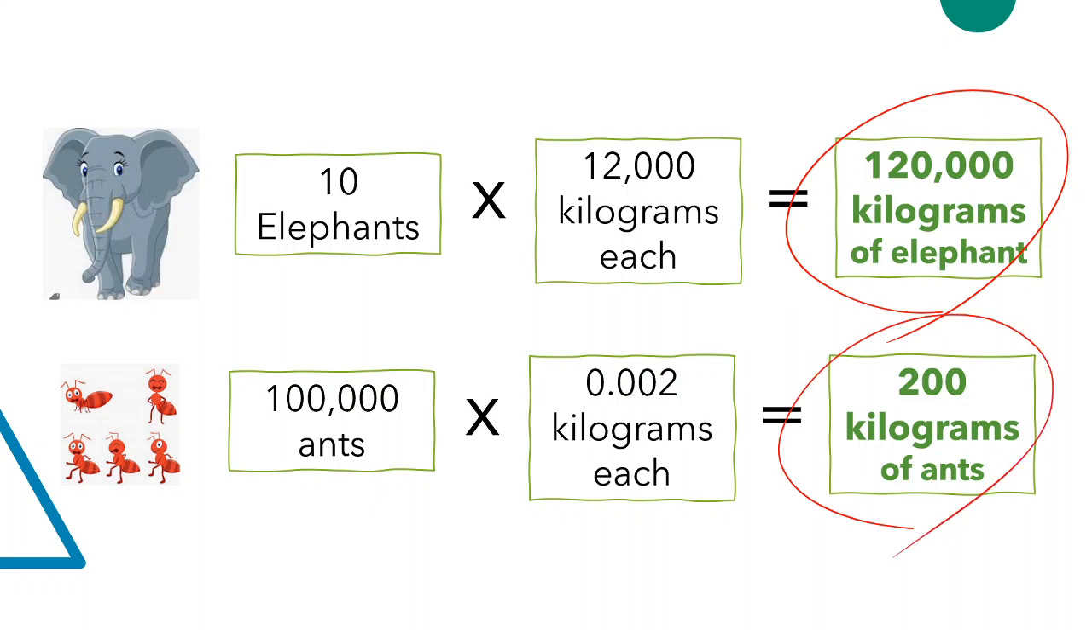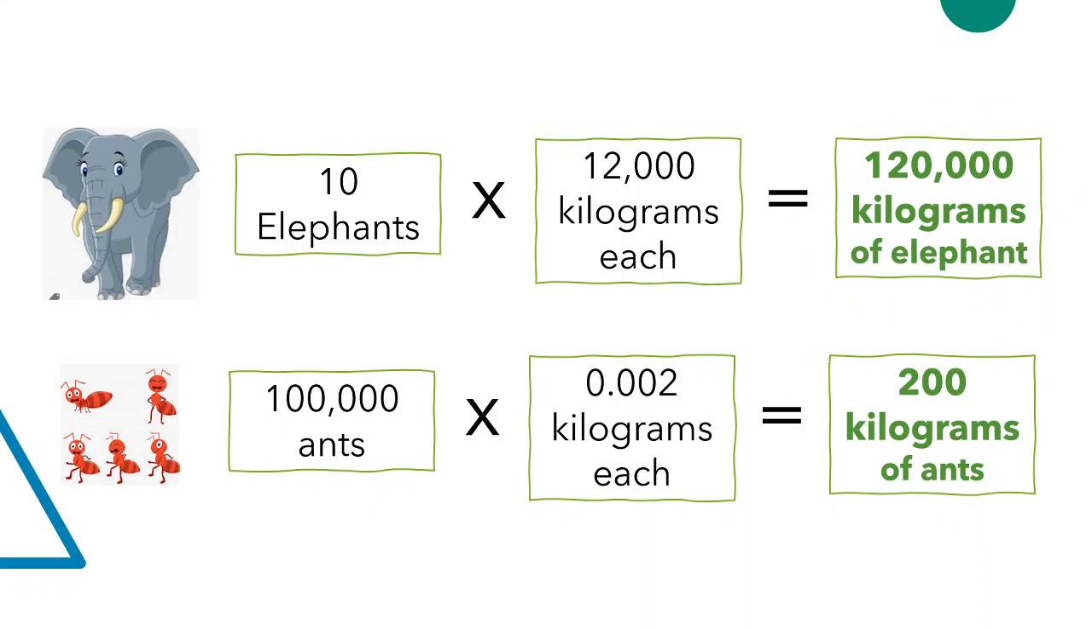And that allows us to compare the numbers of living things a lot more easily, because we can take their size into account by talking about biomass.